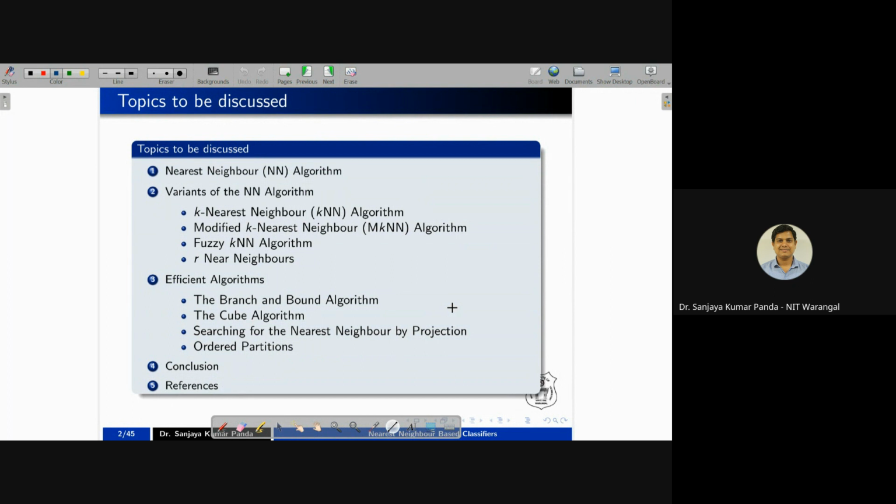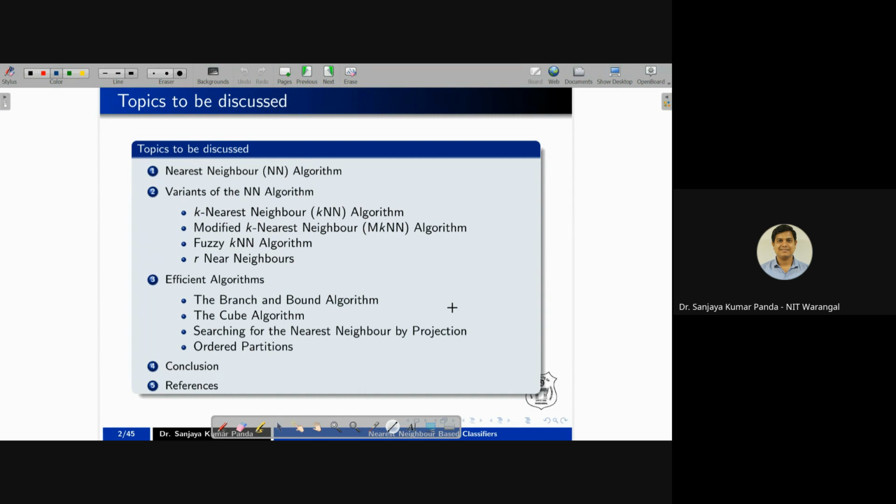Normally, here we consider only one neighbor. Then we'll see the different variants of the nearest neighbor algorithm. We'll start with the k nearest neighbor algorithm, in which instead of finding only one neighbor, we find k nearest neighbors. Then we are going to discuss the modified k nearest neighbor, which is a modification over the KNN algorithm. Although in the literature you can see most researchers apply the KNN algorithm, but nobody has applied the MKNN algorithm, where the performance of MKNN is better than the KNN algorithm.